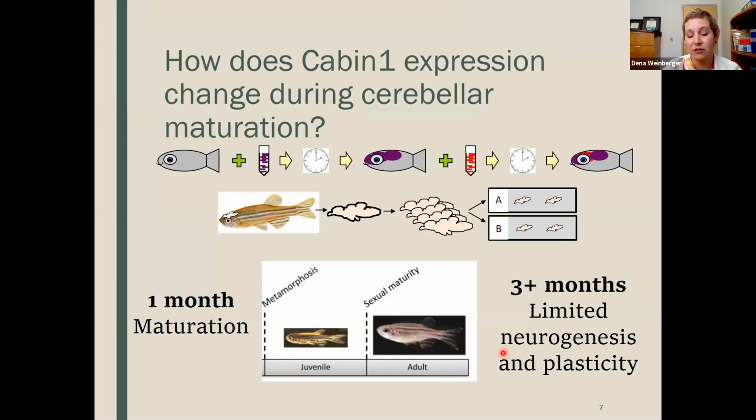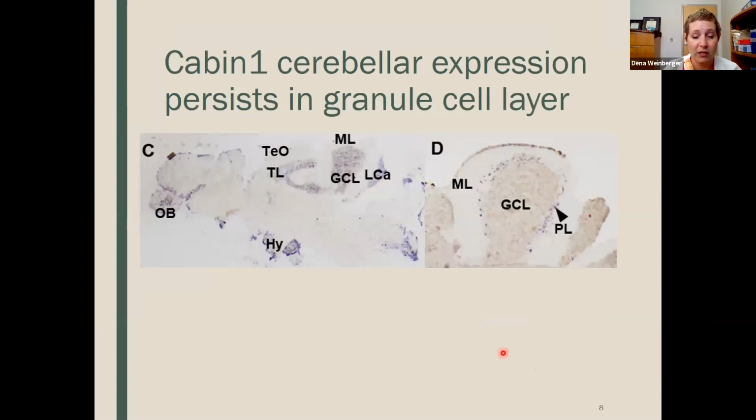So this was done on sectioned tissue because their brains are too thick otherwise. Just to orient you, here's anterior, posterior, dorsal, ventral. What's important here is this region that's zoomed in. This is the cerebellum of the zebrafish, where we have the granule cell layer, the excitatory cells, the Purkinje cell layer, which is the inhibitory cells, and then this molecular layer is where all of their axons and dendrites are. And cabin 1 is in brown.